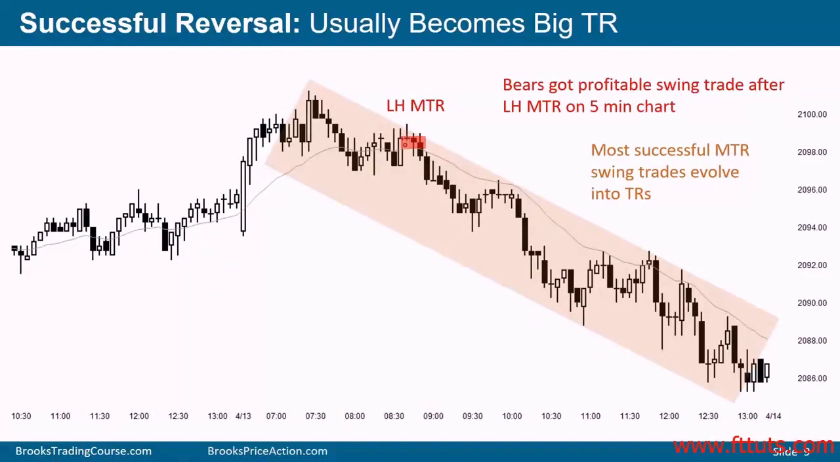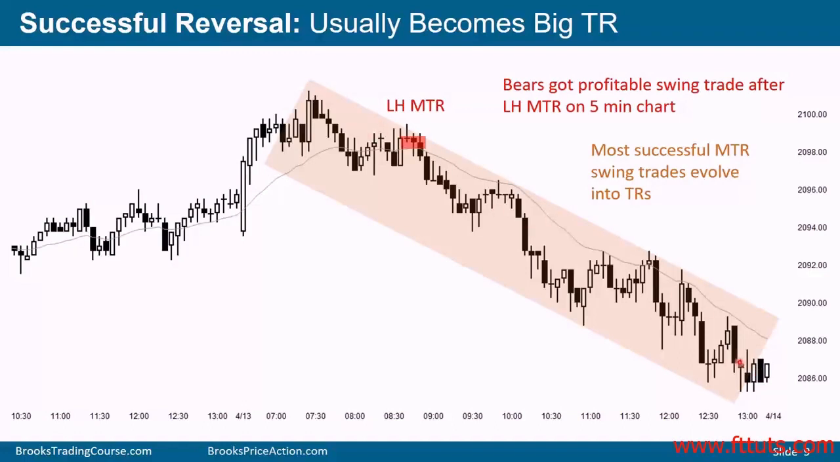When you took this trade, if you took this, you knew you only had a 40% chance of a swing down, 60% chance that it would either go sideways or possibly resume back up. But your risk is relatively small compared to your potential reward. Most successful swing trades end up as trading ranges. Sometimes after a small swing profit, sometimes after a big swing profit.